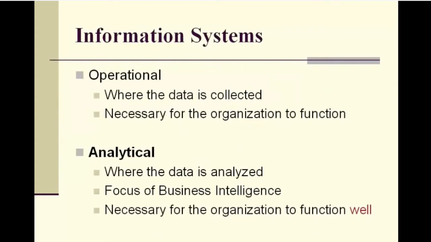Information systems for an organization can be divided into two major categories. Operational, that is those systems where the data is collected, those systems that the organization needs to function: basic accounting systems, basic inventory systems. And then the analytical systems, that is where we are focusing in this course, where the data is analyzed, the focus of business intelligence. And those systems, while perhaps not necessary for the organization to accurately function, are in today's information world necessary for organizations to function well.